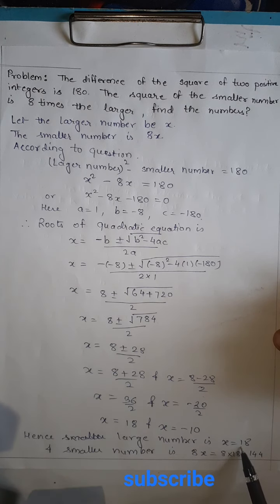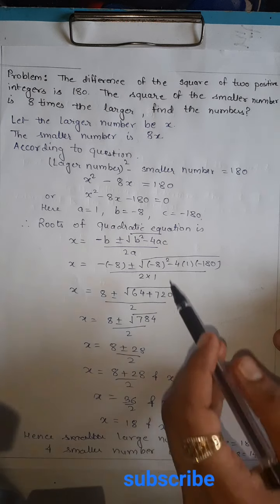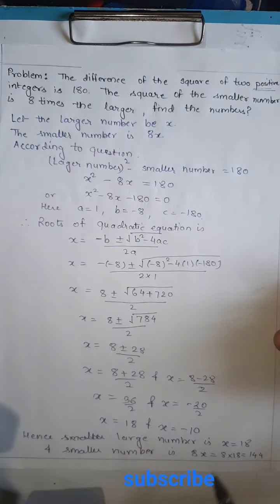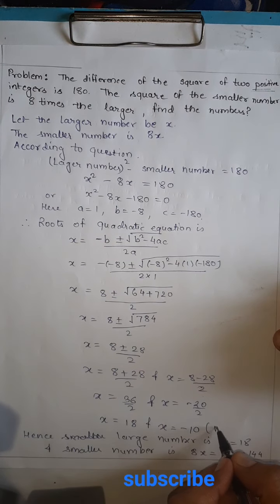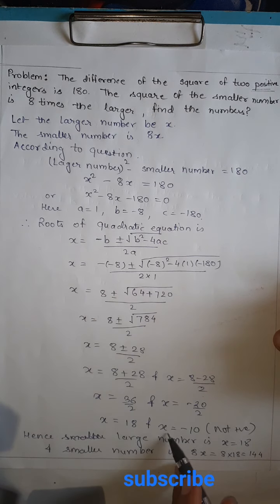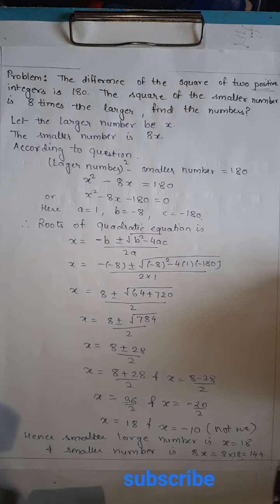Hence the larger number is 18, because it is given in the question that the numbers are positive. So we cannot take this value, as it is not positive. We will not take this value. Minus 10 will be ignored and we take x equals 18. So the smaller number, 8x, will be 8 into 18, that will be 144.